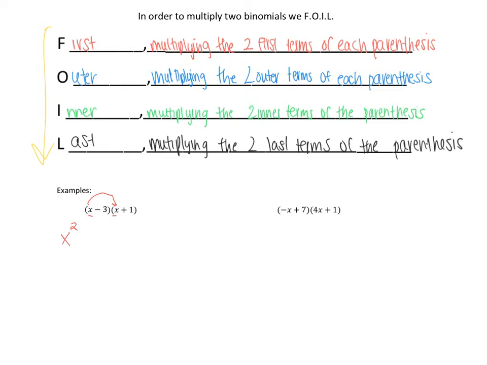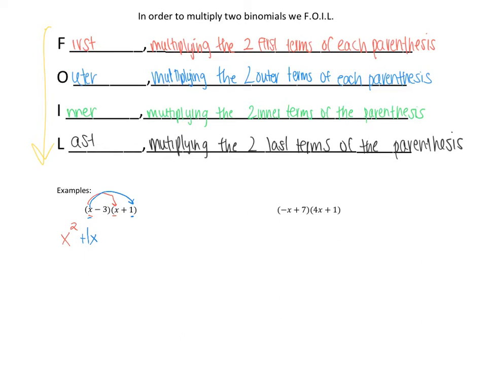So I did the arrow from the first term in the first parentheses to the first term in the second parentheses, okay? Now I'm going to use a blue color to show you my outer terms. So this is considered an outer term, and this is considered an outer term, okay? So it's the outmost terms from the parentheses. So I'm going to draw my arrow from the x to the 1, okay? And x times 1 is just plus x. If you'd like, you could put a 1x there, okay? Now I'm going to multiply my inner terms. So I'm going to use green now.